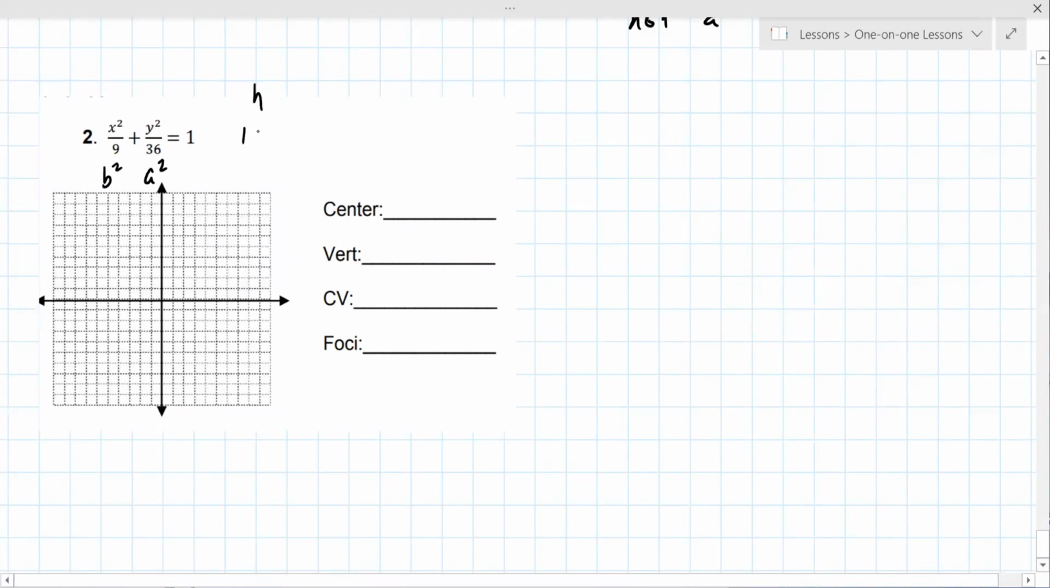So H and K are 0. A is 6. B is 3. C you get from A squared equals B squared plus C squared. 36 equals 9 plus C squared. So you do a little bit of work there and you get 3√3. How do you get A and B again? A squared is always the bigger number of the two. You have 36 and 9. A is always the bigger number.